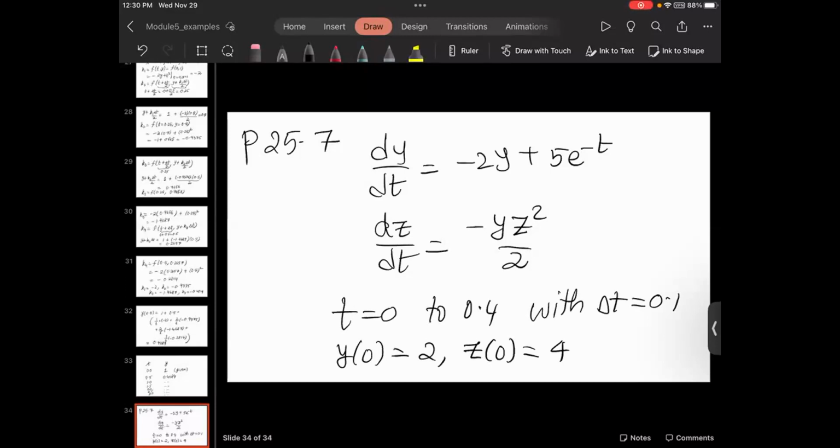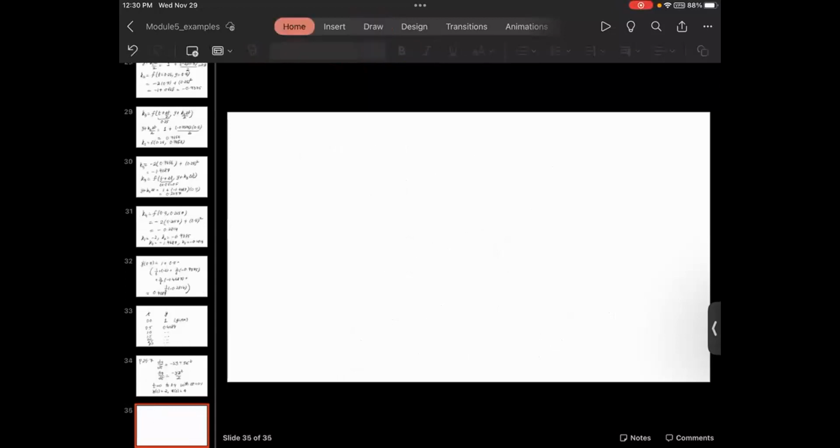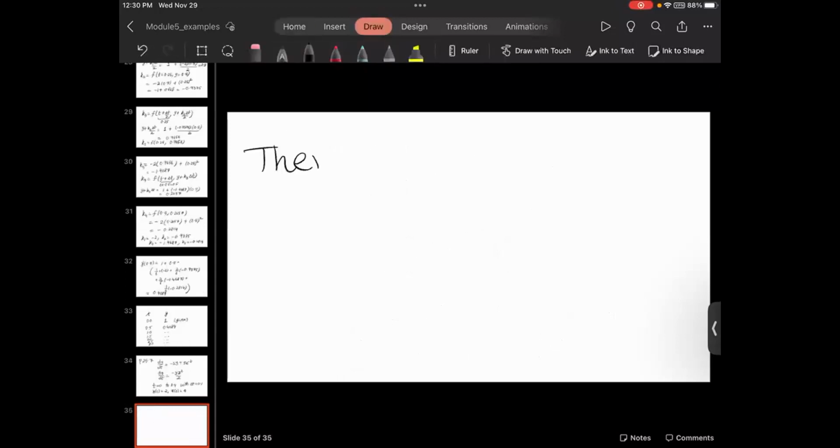So you'll have to do exactly the same procedure as we did for the ODE with only one dependent variable. Here there are two dependent variables. Okay, so let me write that down. There are two dependent variables here.